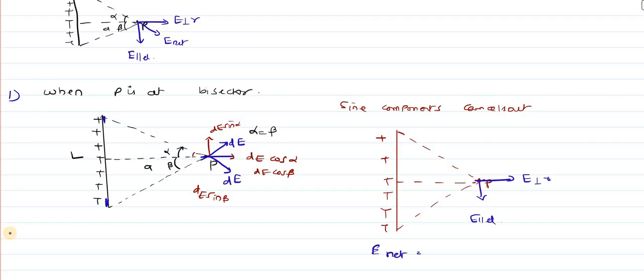So E net will be equal to K lambda by A (sin alpha plus sin beta). Sin alpha is equal to sin beta, so you can just substitute 2 sin alpha or 2 sin beta, and you will get it. Clear? Any doubt?